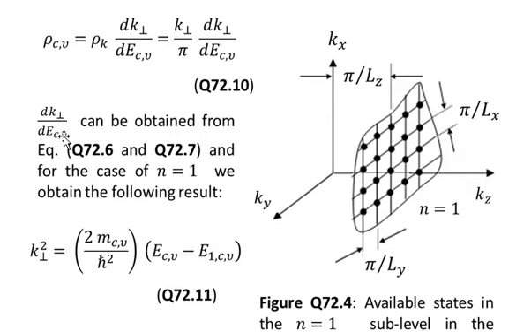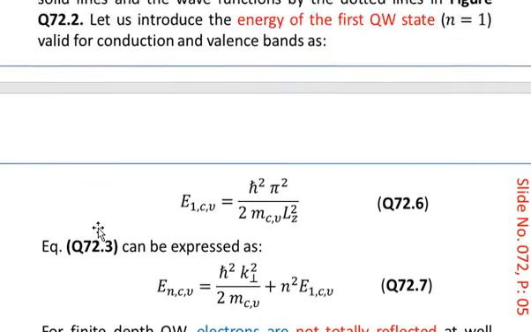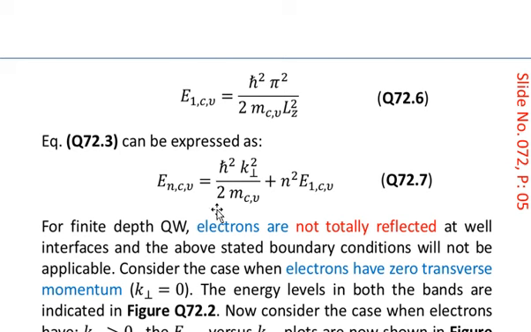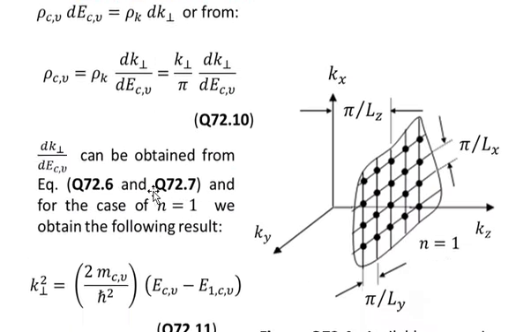The derivative dk perpendicular over dE Cv can be obtained from equations number 6 and 7 for the case of n equal to 1, and we obtain the following equation. So let's look at equations number 6 and 7. These are the two equations. We need to solve these equations for k perpendicular, and then take the derivative of k perpendicular with respect to the energy to get the derivative that is required in our equation, that is in equation number 10.